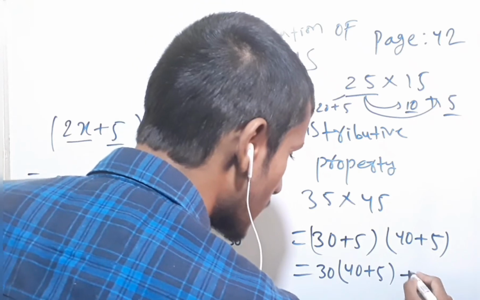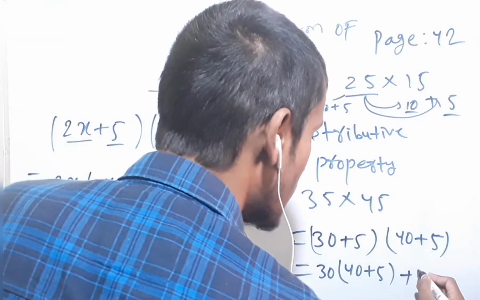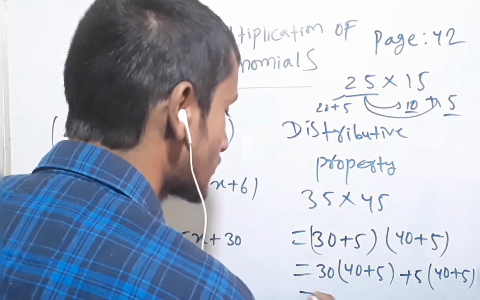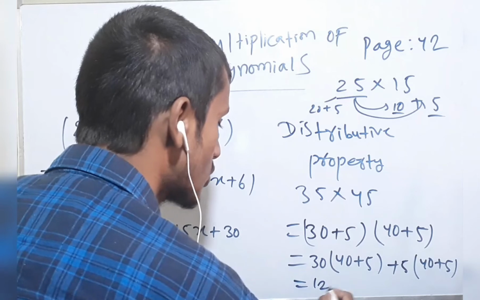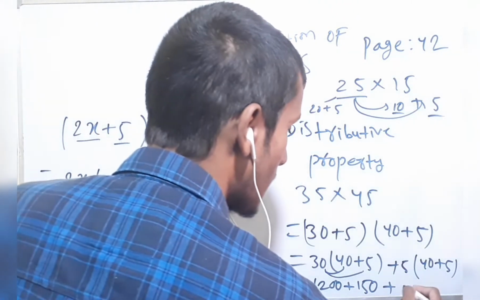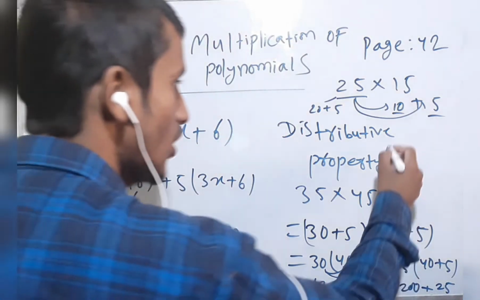Now plus, why plus? Because here we have plus. This should be distributed into this whole. So 5 times 40 plus 5. Okay, so if we solve this, 1200 plus 150 plus 200 plus 25. Okay, and after solving this, what are you going to get?